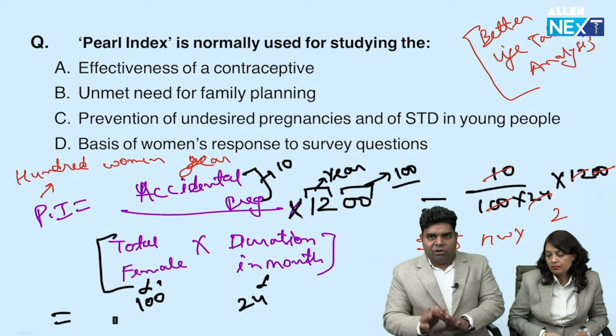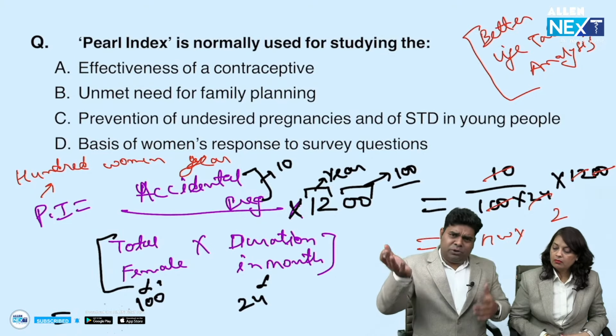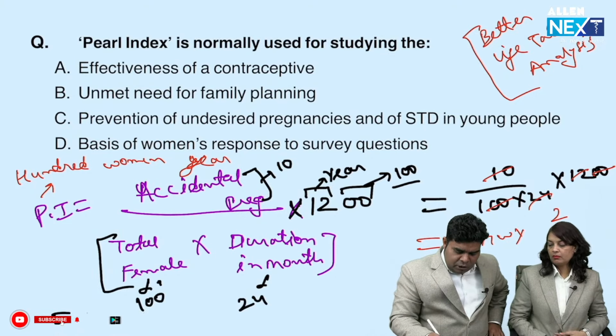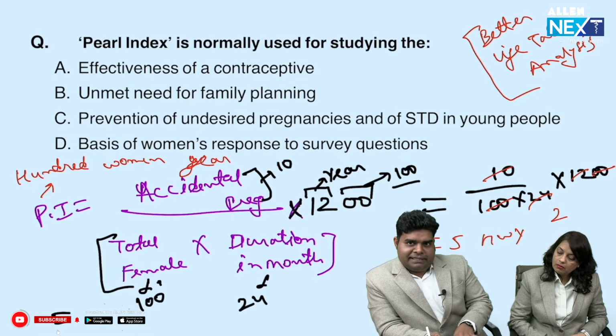This is the only numerical question which comes from here, and that too 6 years back, because now they are not giving you a pen. But do remember the formula, and do remember the better method is life table analysis.